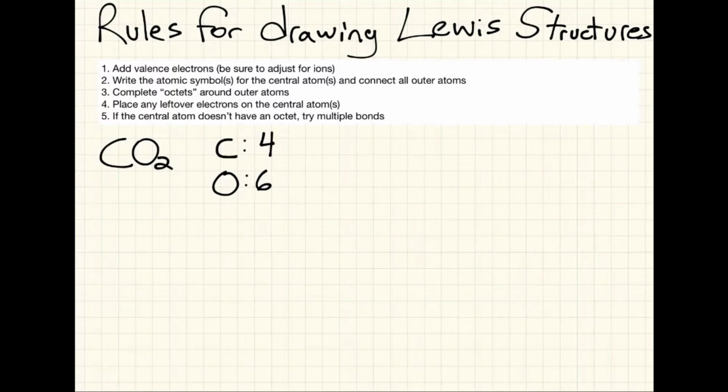So taking that into account, 4 times 1 atom gives me a grand total of 4, whereas 6 times 2 atoms gives me a grand total of 12. And if I add both of those together, I have a total of 16 valence electrons to take care of in this particular structure. That means that the bonding in this carbon dioxide molecule really needs to involve 16 different electrons. Okay, so that's rule number 1 done at this point.